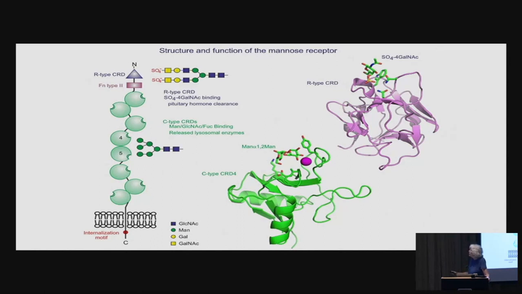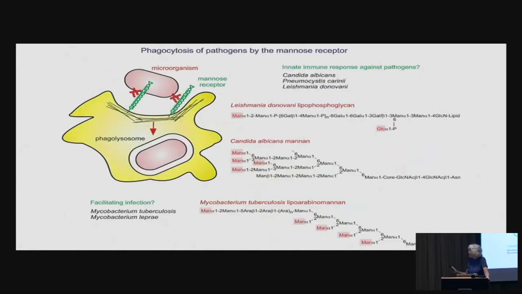And we've got details of the binding sites of both of these CRDs. Okay. It can also bind pathogens such as those you see on Leishmania, Candida albicans, or Mycobacterium tuberculosis. But this function is less well characterized. The lysosomal enzyme clearance function, we have very good evidence for that from the knockout mice.